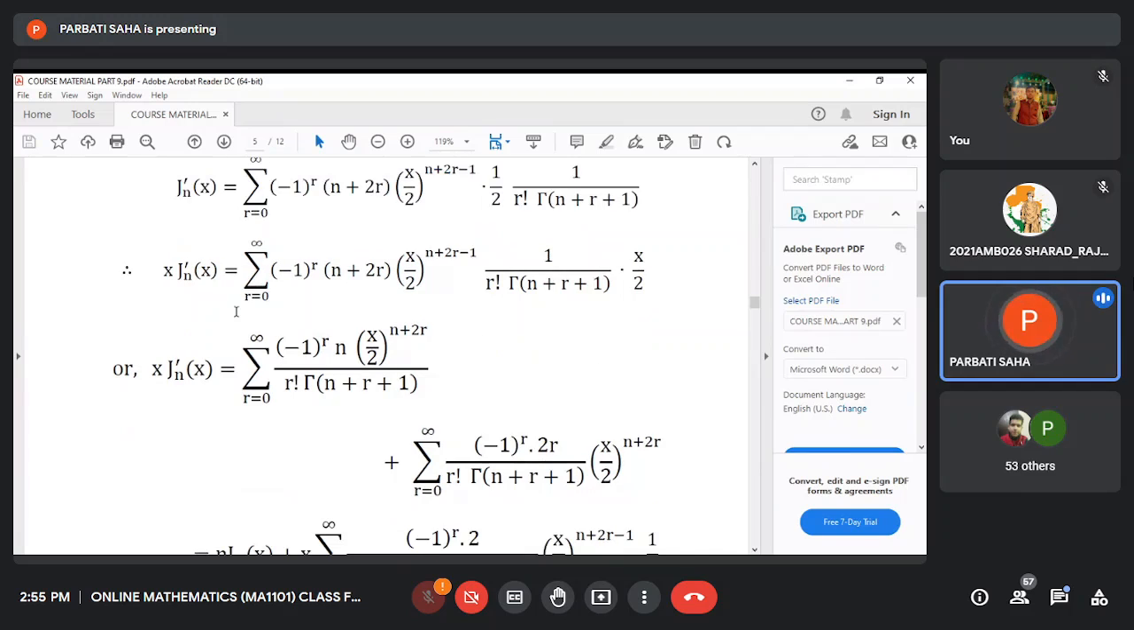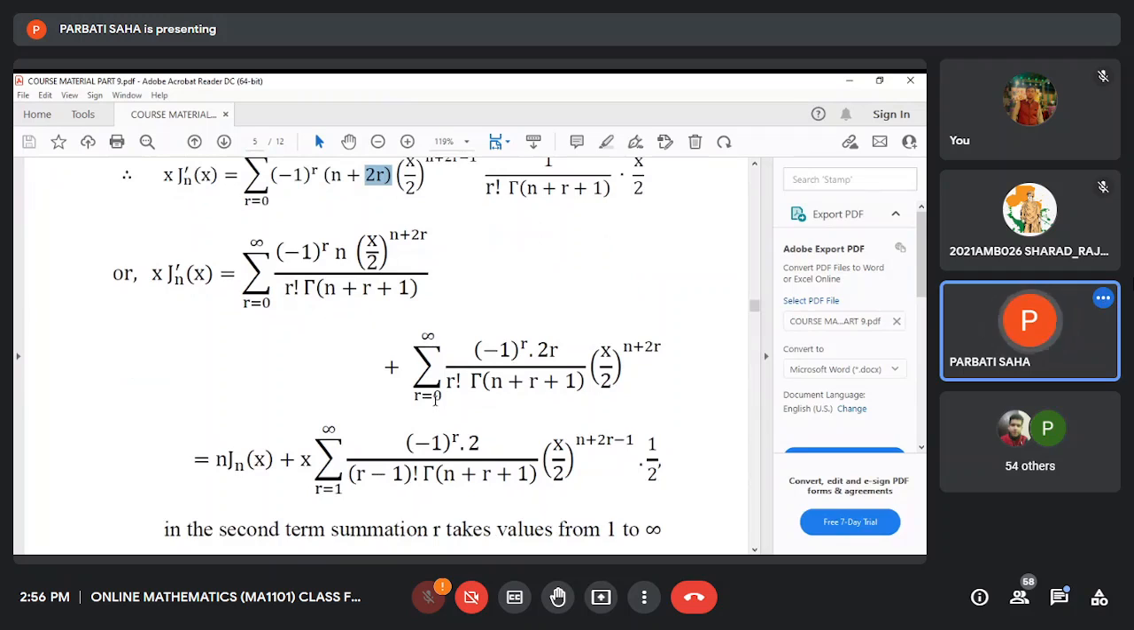Now you see here x J_n'(x) equals, you see, (x/2) to the power n plus 2r minus 1 and this x by 2. And so it will be actually (x/2) to the power n plus 2r like this. And now we break this n into this plus 2r into this. Just you break this single term into two groups, n into this plus 2r into this, like this.